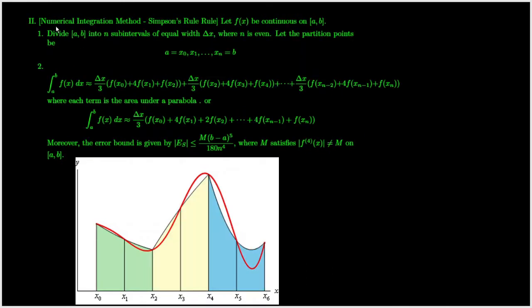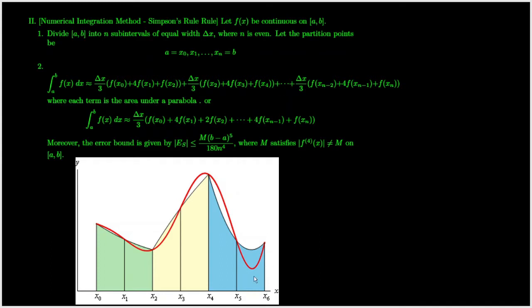The second numerical method for approximating the definite integrals is called Simpson's rule. I had a typo in here, so there's only one rule, of course. To use Simpson's rule, the first thing we do is to divide the interval into n subintervals of equal width. There's a restriction on n. N has to be even. You are going to see why very shortly.